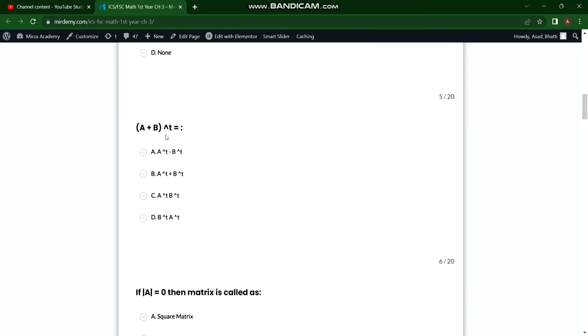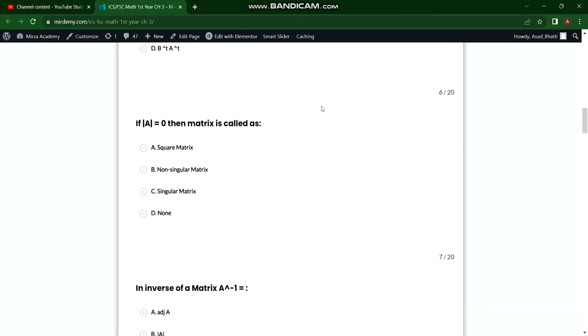(A plus B) transpose is equal to A transpose plus B transpose. So B option is correct. The next is here. If determinant of A is equal to zero, then the matrix is called a singular matrix. If determinant of A does not equal zero, then it will be a non-singular matrix.